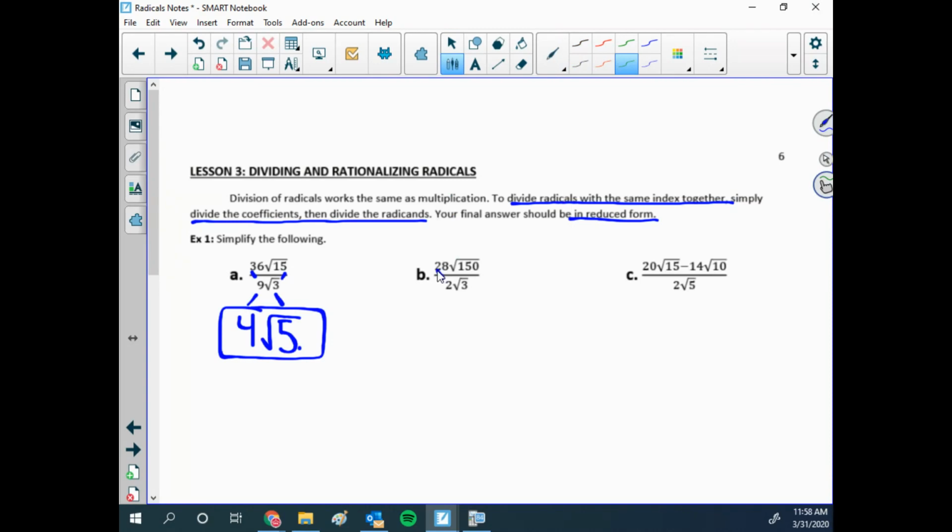So here I would go 28 divided by 2, which is 14, and then 150 divided by 3, which is 50, and that's going to go underneath my root sign. That's not my final answer, however, because that radicand of 50 can still be simplified. I know that 25 times 2 can break up into the square root of 50. So when I take the square root of 25, I get 5 times root 2. I skip a few steps there in my head. Technically, it's the square root of 25 times the square root of 2. So that's how I get the 5 root 2.